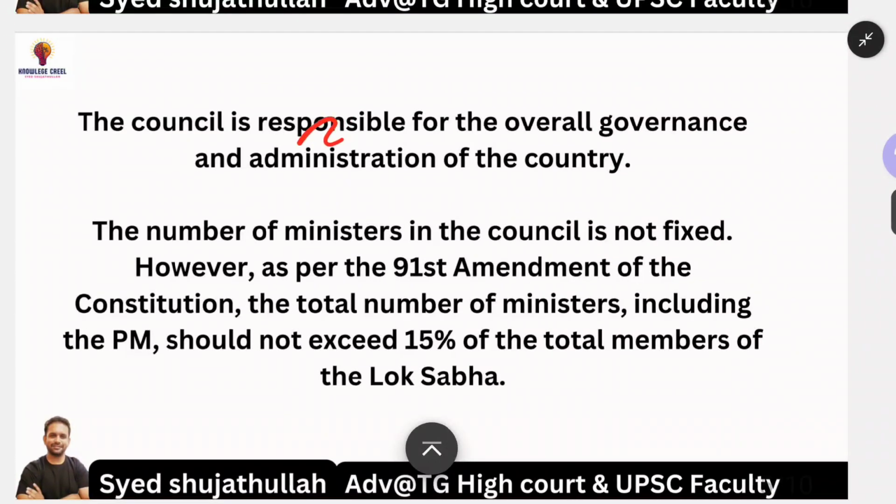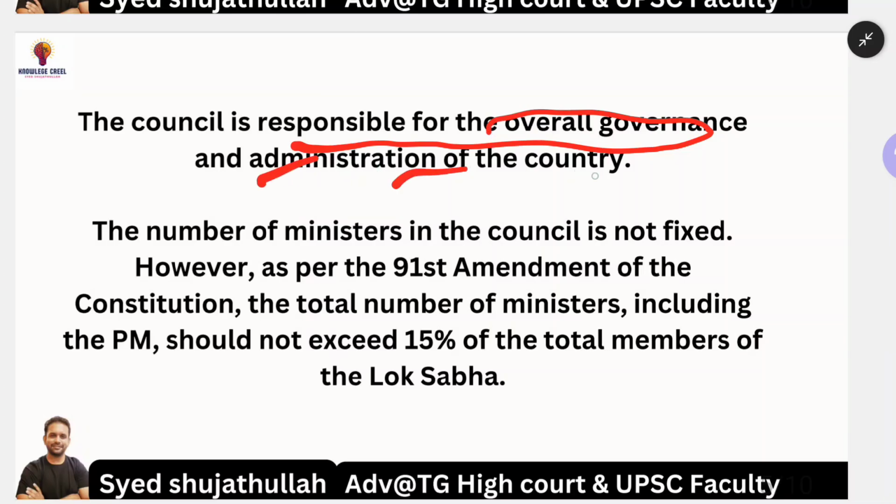Now, the Council of Ministers is responsible for overall governance and administration of the country, that we are already aware of. And at the time of constitution, there is no limit with regard to how many ministers a PM can appoint. Okay, PM can elect. That is not there. Means you can have 100 also, 150 also, that is all fine.